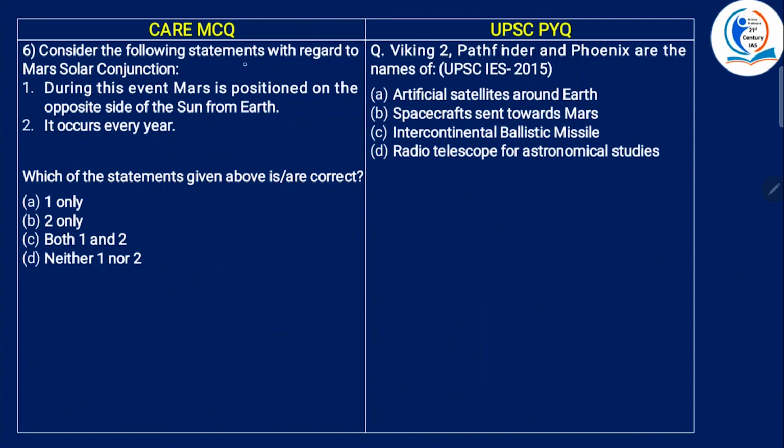Now, consider the following statements with regard to Mars solar conjunction. During this event, Mars is positioned on the opposite side of the sun from the Earth. This is true. It occurs every year? No, it occurs every 2 years. So only one is right. Now, Viking 2, the Pathfinder and Phoenix are the names of spacecrafts sent towards Mars. Okay.